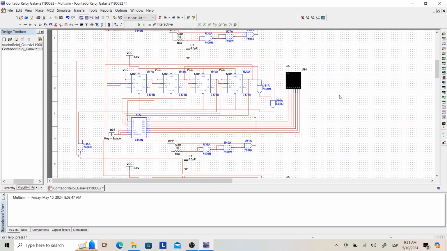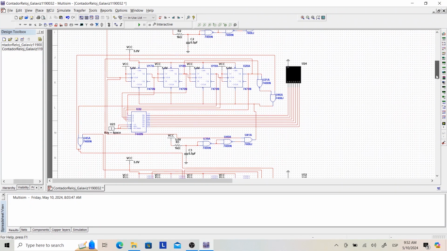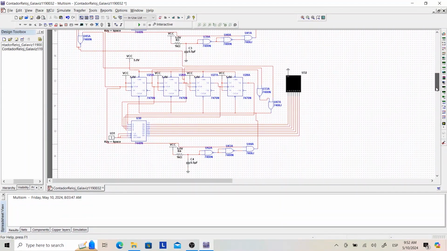Now going to the fourth counter, this digit only needs to go from 0 to 2, so a mod 3 needs to be done. The binary number for 3 is 0011, so this NAND has its inputs connected to the output signal of the first flip-flop and the second flip-flop.